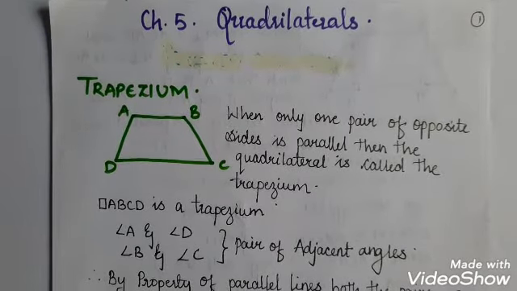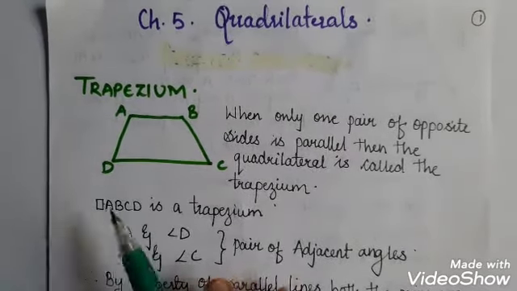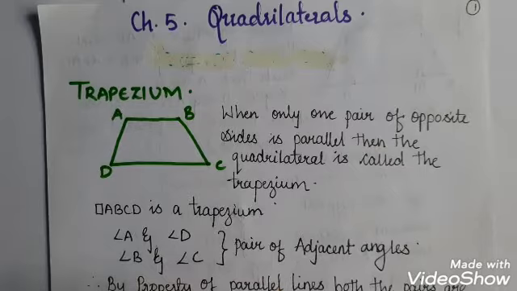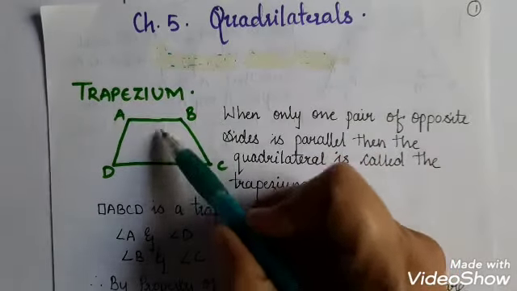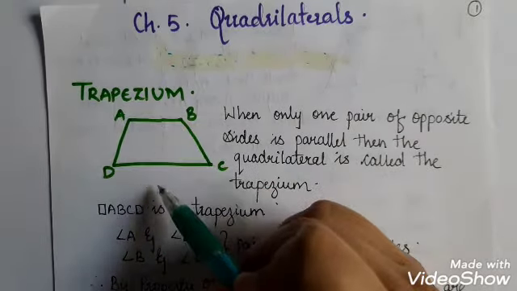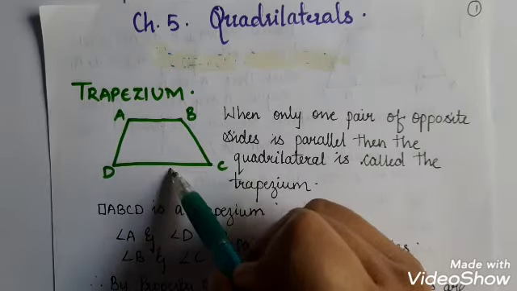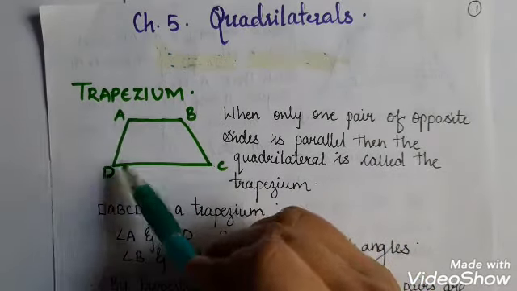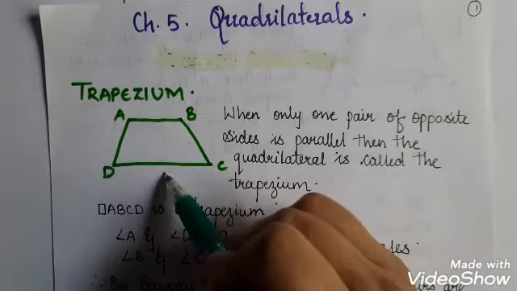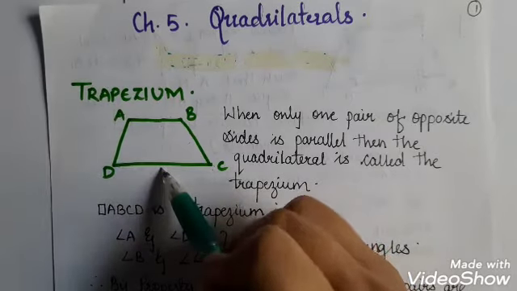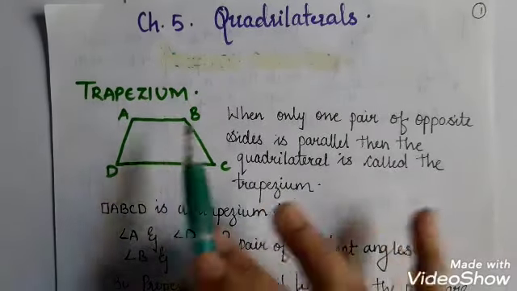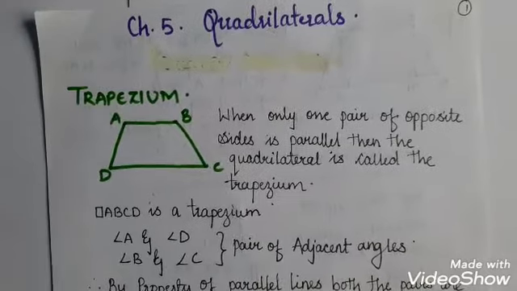Now, what is a trapezium? A trapezium has a pair of opposite sides which are parallel. You can say one pair of opposite sides are parallel. That means AB and side DC are the opposite sides which are parallel. Only one pair is parallel, whereas AD and BC are not parallel to each other. So when only one pair of opposite sides is parallel, then the quadrilateral is called a trapezium.